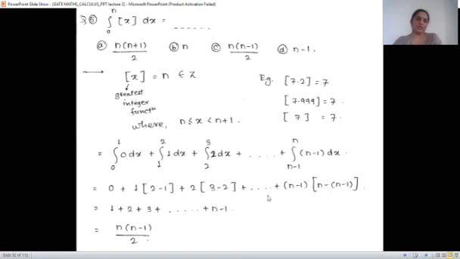So up to n minus 1, we know the addition of first n terms is n into n plus 1 upon 2. So it is the addition of first n minus 1 terms. So it is n minus 1 into n minus 1 plus 1, the minus 1 plus 1 cancel, so it is just n. N minus 1 into n upon 2.